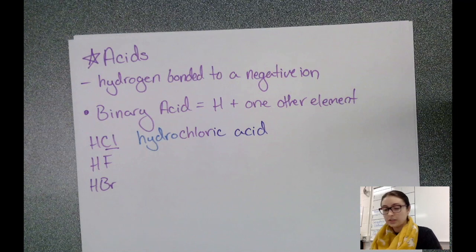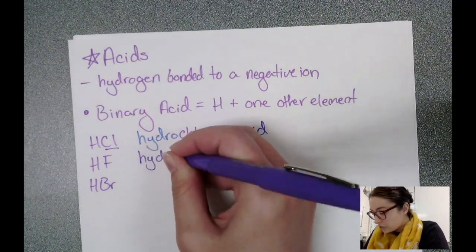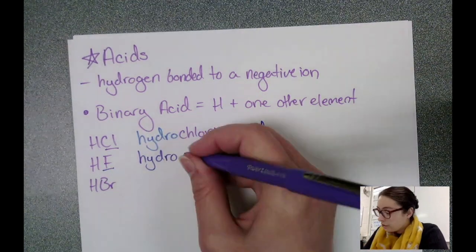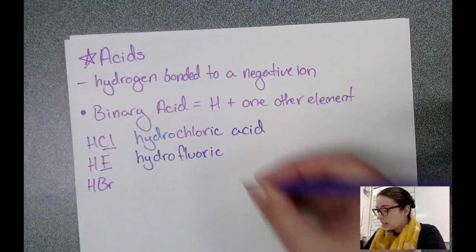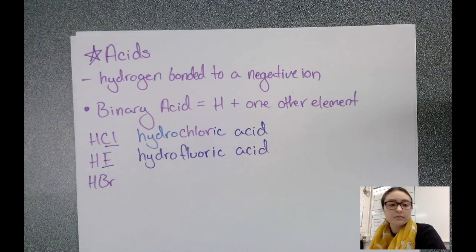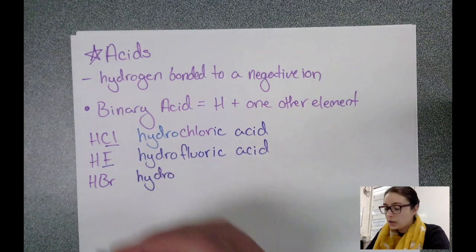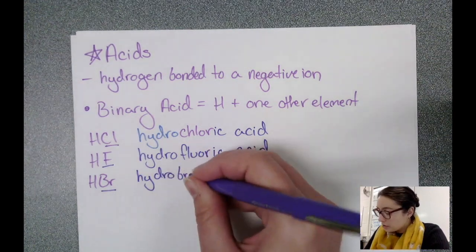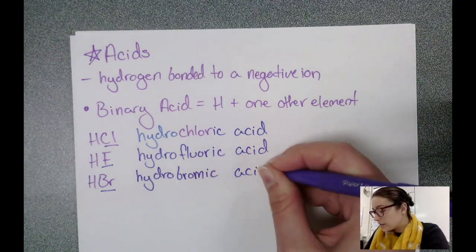We can do this the same with these other two. HF, it's going to start with hydro. Our anion is fluorine, so we're going to make it fluor. Add the suffix IC and acid. Hydrofluoric acid. HBr, start with the prefix hydro. Bromide is our anion. So the root is brom. Add the suffix IC, the word acid.